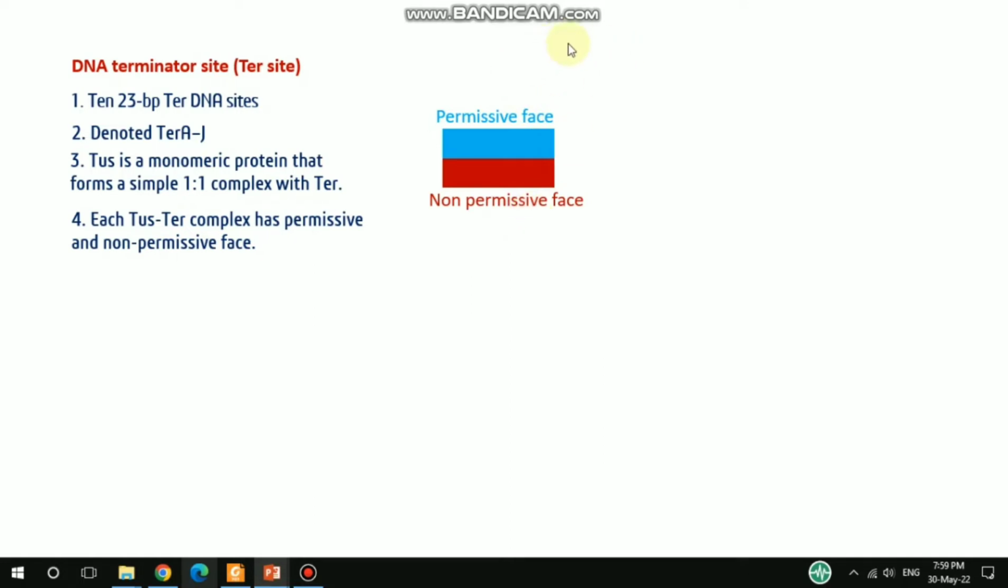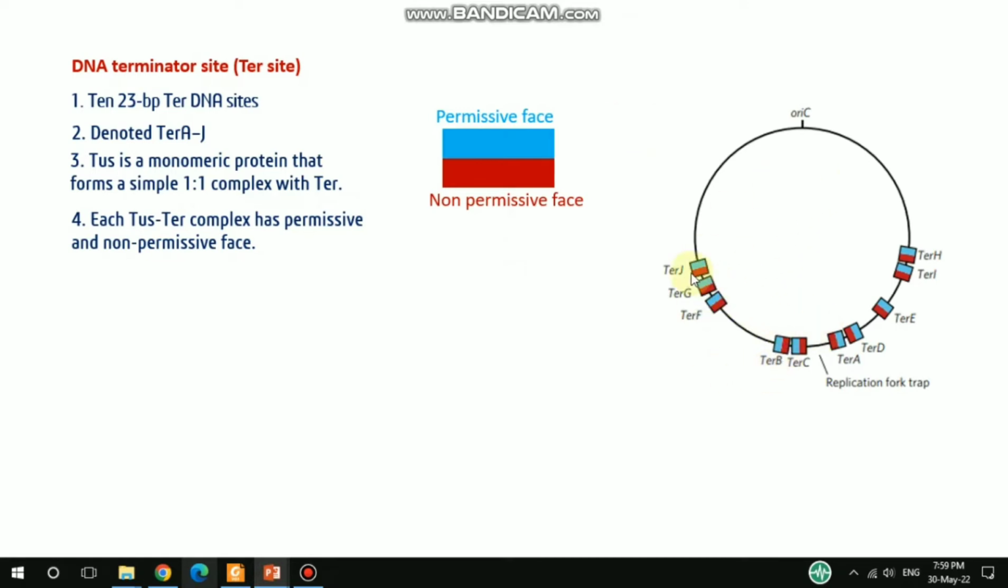As you see here, this is one permissive face and another non-permissive face. The replisome or DnaB helicase can pass through the permissive face but cannot pass through the non-permissive face. In E. coli, they have the 10 TER sites: TER J, TER G, TER F, TER B, TER C, TER A, TER D, TER E, TER I and TER H. The replisome approaches from oriC to the terminus site through the permissive face, but here both of the forks fuse together and are trapped, because here is the non-permissive face and it cannot go further. When the two forks meet here, it means that new DNA synthesis is complete.